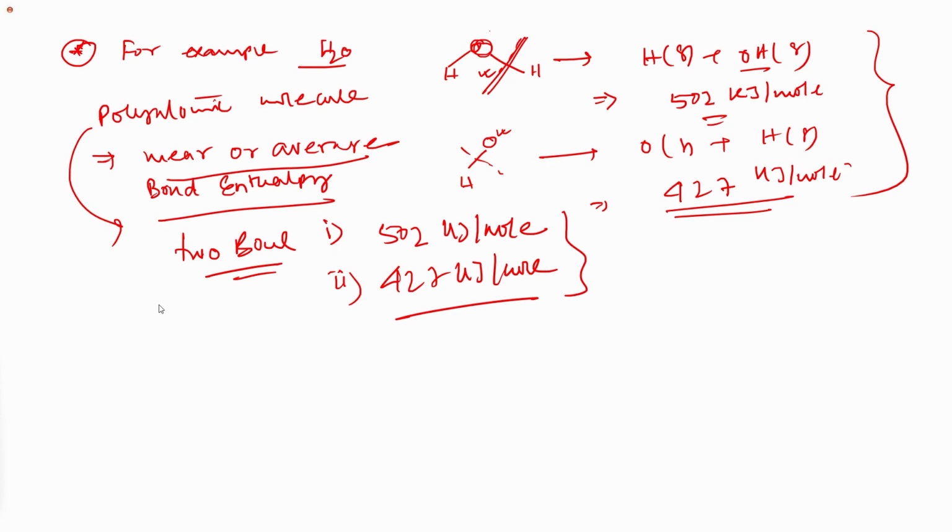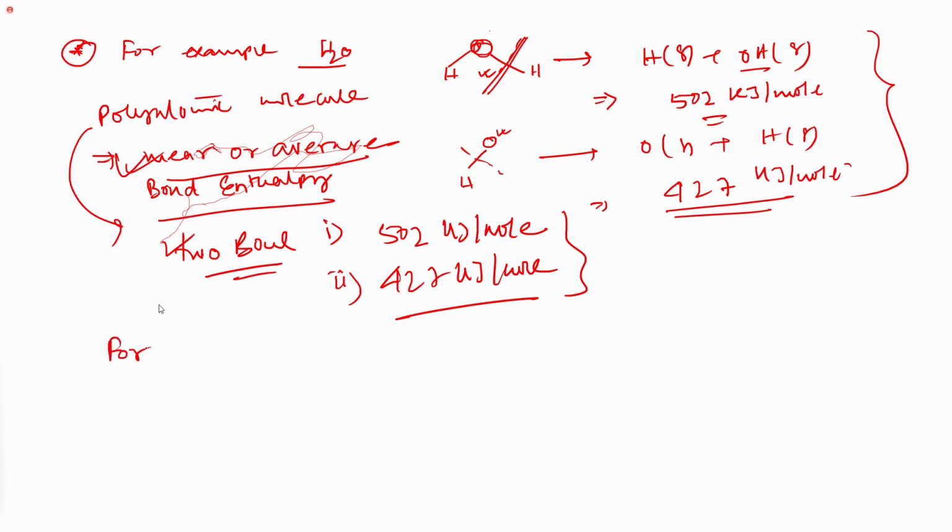So we cannot say the bond enthalpy of that water molecule is 502 kilojoule per mole and 427 kilojoule per mole, because these two values are different. For that situation, you have to use the mean or average bond enthalpy.